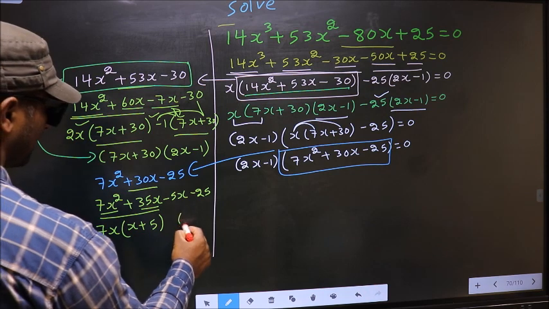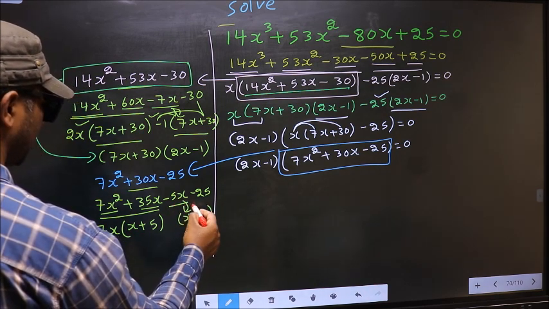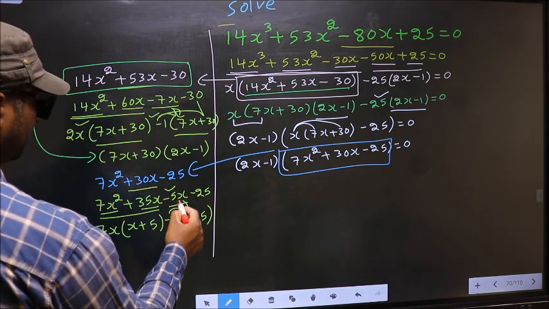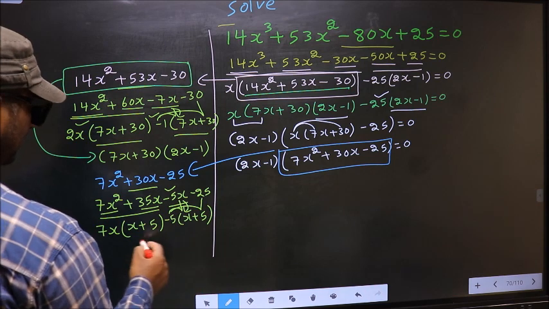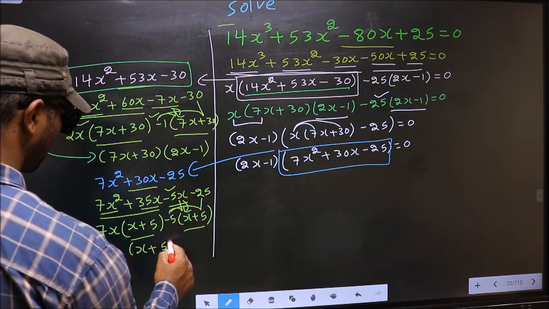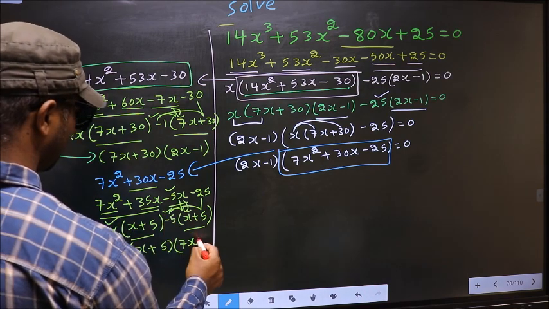Now whatever you got here, here also you should get the same thing. From this x gone inside, so outside you get minus 5. Even if you multiply and check, still you get the same thing. Now take out x plus 5 common. So here you have 7x and here minus 5.